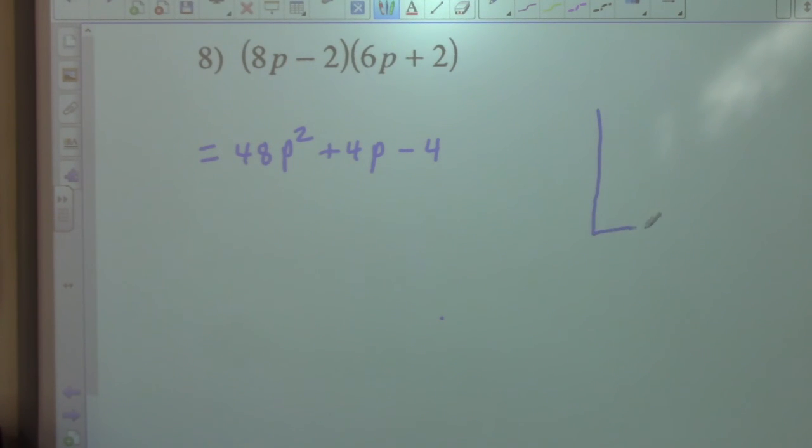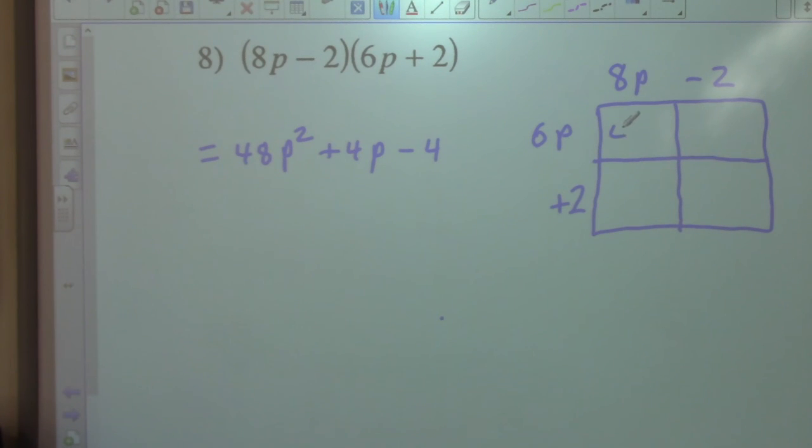So let's just go ahead. Did you put it out in the box here? We're good? So here we got 8p minus 2 and 6p plus 2. So here's your 48p squared, right? Here's your minus 12p, and here's your 16p. Here's your minus 4. Do these things add up to be 4p right here? Looks good, doesn't it? That's it, right?